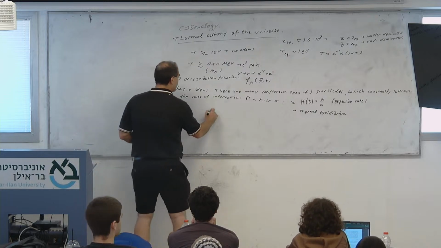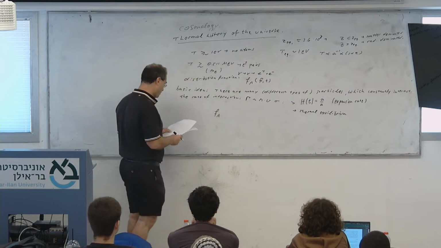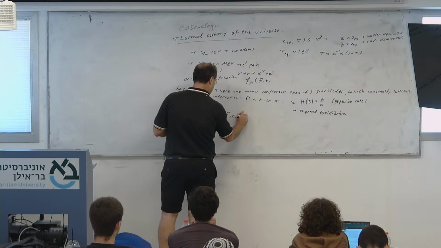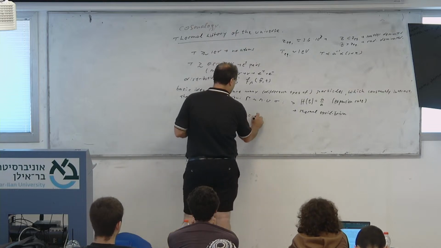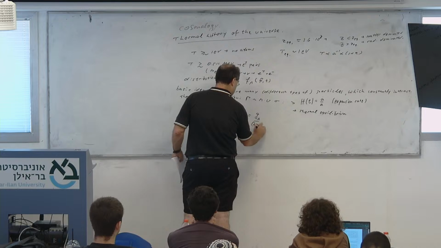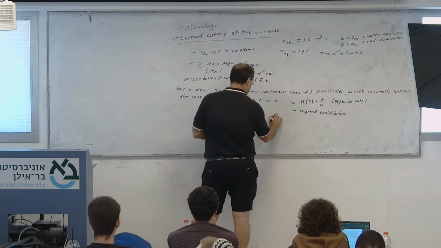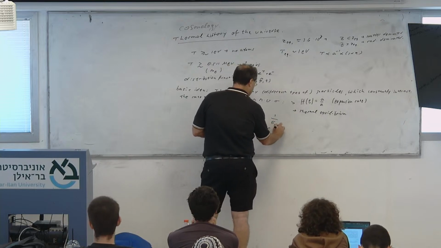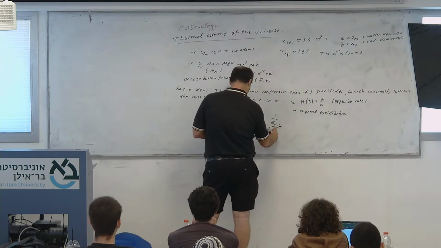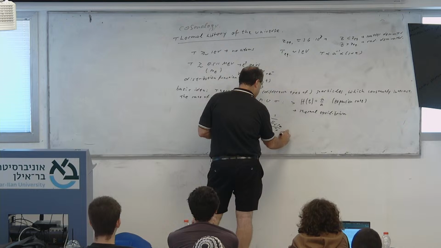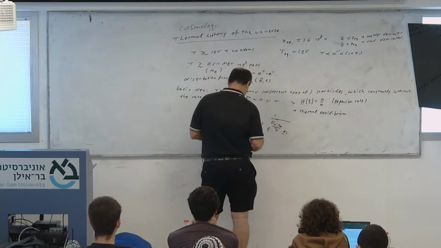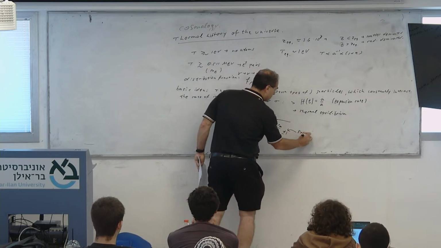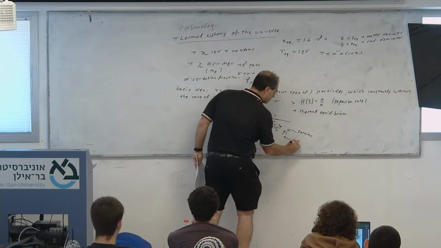Right, so we have the distribution function f_a of p and T, d^3p, is g_a over (2 pi)^3 times 1 over e to the power (E minus mu_a) over T_a, plus or minus 1. So plus 1 is for fermions, and minus 1 is for bosons.